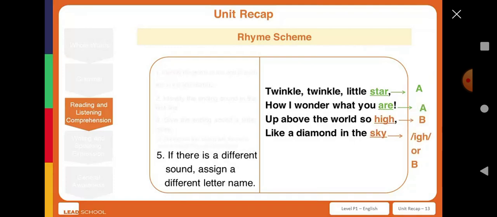For example, in this stanza, the poem has the rhyme scheme AABB. We learned that such poems which follow the same rhyme scheme pattern in all stanzas have a regular rhyme scheme, while poems that do not follow the same rhyme scheme pattern in all stanzas have irregular rhyme scheme.